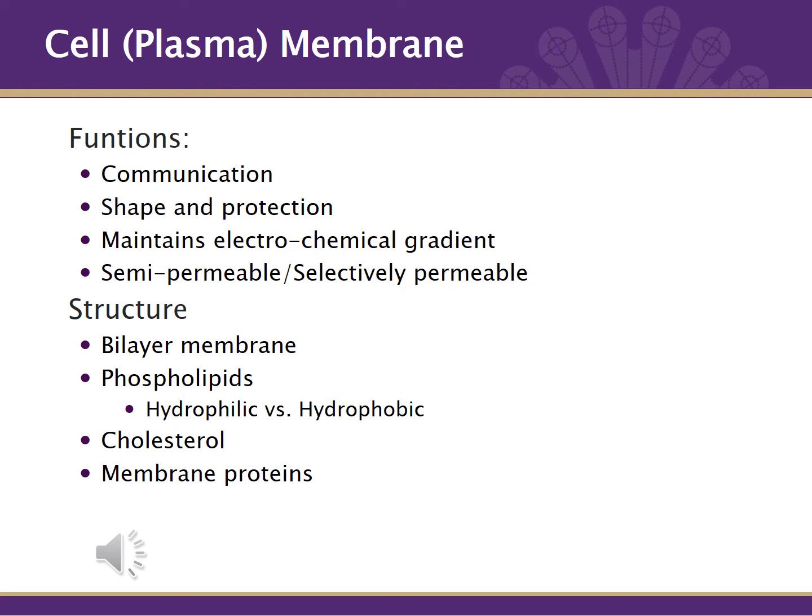The cell membrane maintains an electrochemical gradient. There are differences in ion concentrations between the inside and outside of cells. Cell membranes are semi-permeable or selectively permeable. This means that membranes allow some things to enter or leave the cells, but prohibit other things from entering or leaving the cell. A cell membrane is formed from two layers of phospholipids, sometimes referred to as the phospholipid bilayer.